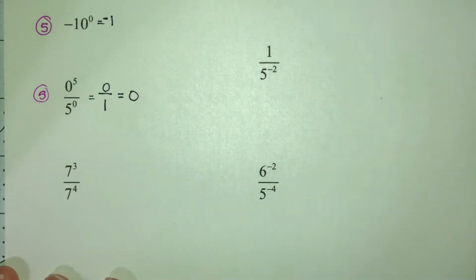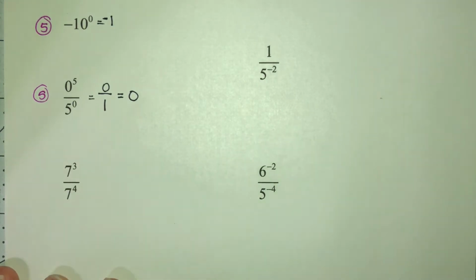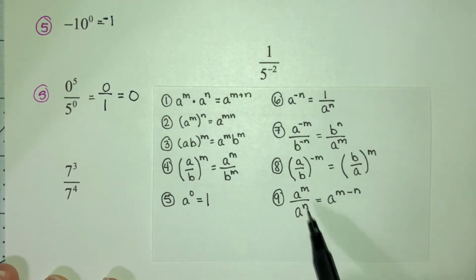This is section 5.2, part 2. I'm going to simplify 7 to the third power over 7 to the fourth power. What I have here is a fraction with the same base on the top and the bottom.